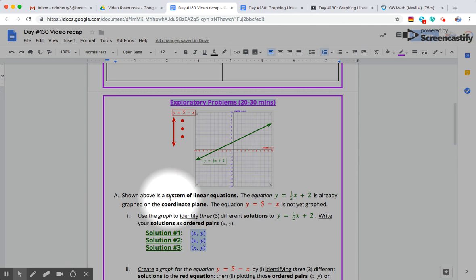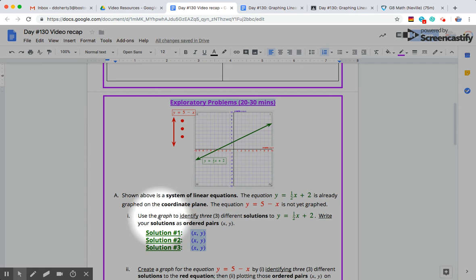For part A today, you first should have analyzed the graph as they give it here. We see an equation in the green box, y equals 1/2 x plus 2, that's attached to this green line shown on the graph. And then we also see a red equation, y equals 5 minus x, and that's attached to a red line that's not created or graphed for us yet.